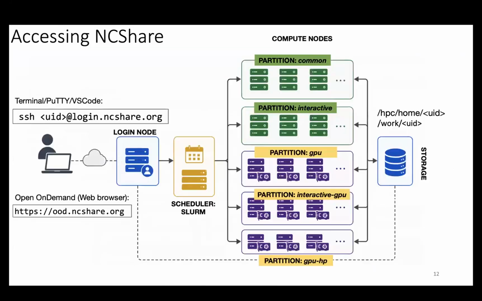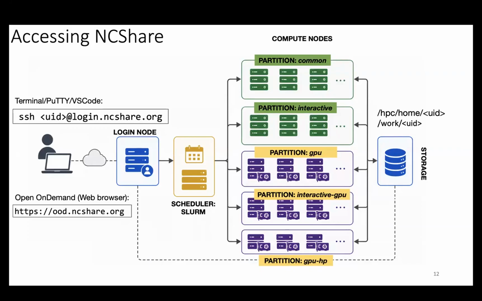All right, so this is essentially how you'd log in. You can open up a terminal, SSH in, and log in with the user ID that you'll get after you create an account. Or if the terminal scares you, we have an option for that. We can use the Open On Demand portal. Both of those access the compute nodes through Slurm jobs.